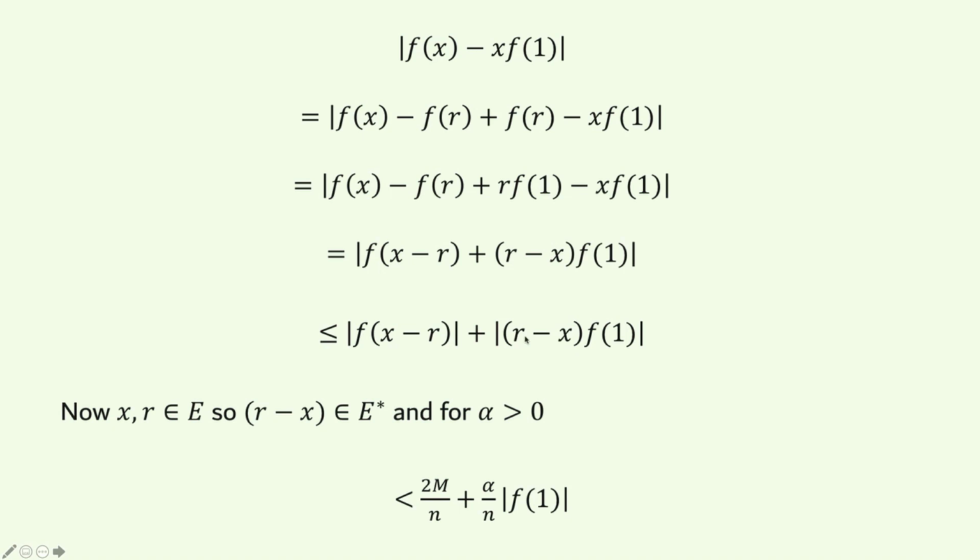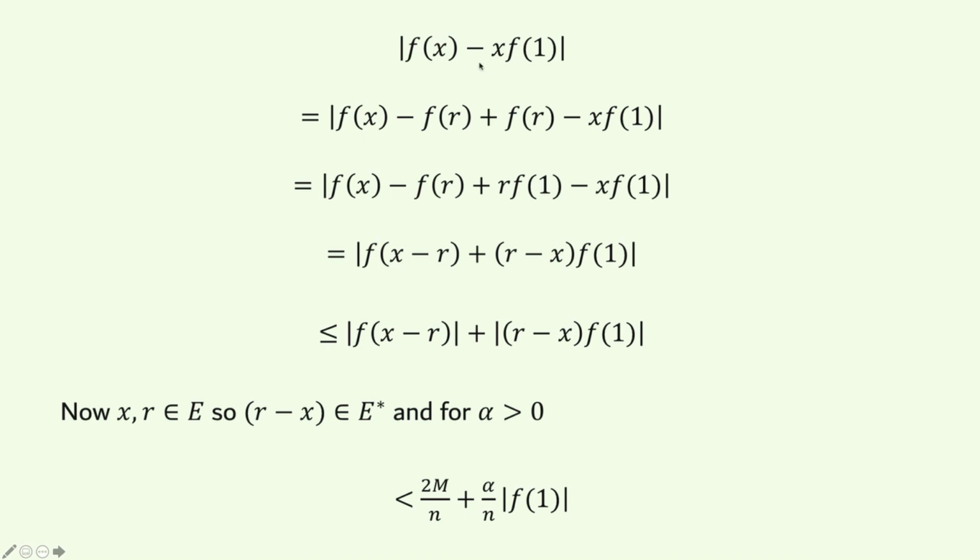Actually, not because r minus x is in E star. That's just because r is a rational number and it's dense in the reals. So we know that we can make this difference arbitrarily small, right? Because of what we showed in the previous slide. And so we can make this arbitrarily small because we can make n go to infinity.